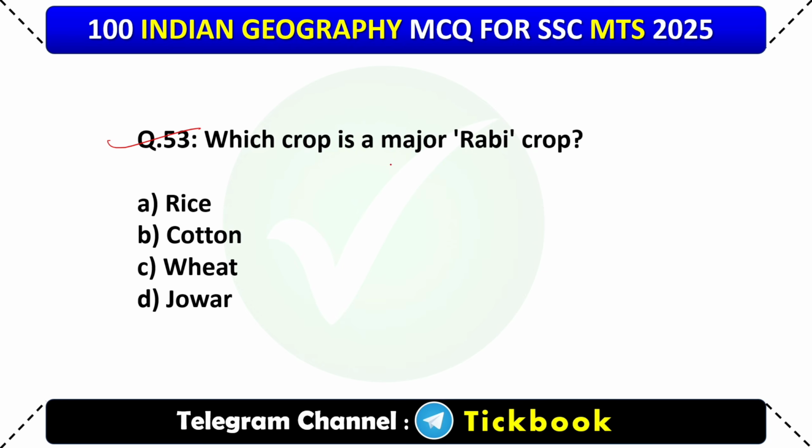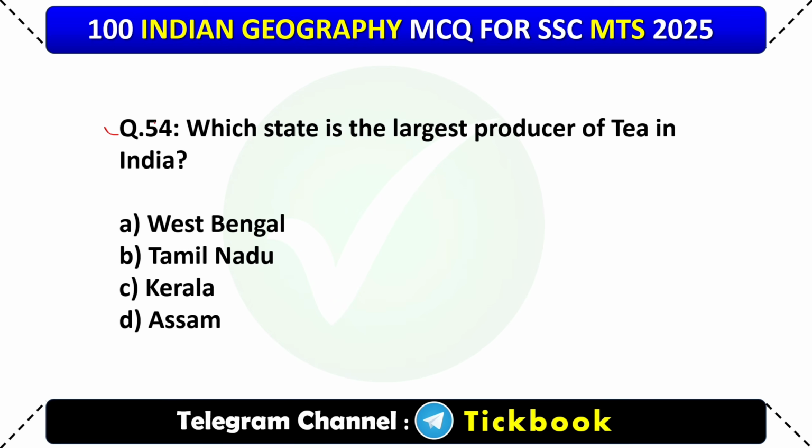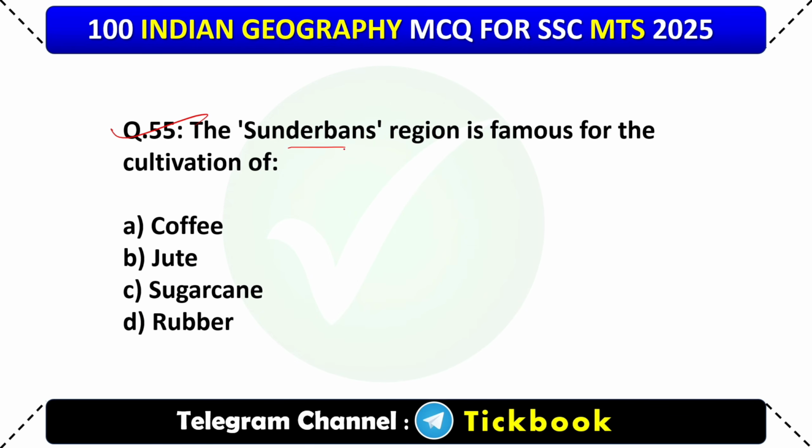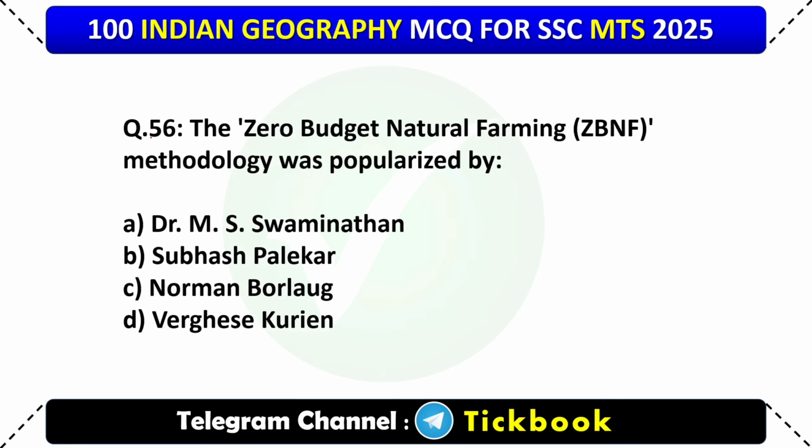53. Which crop is a major rabi crop? Number C, wheat. 54. Which state is the largest producer of tea in India? Option number D, Assam. 55. The Sundarbans region is famous for the cultivation of. Option number B, jute. 56.